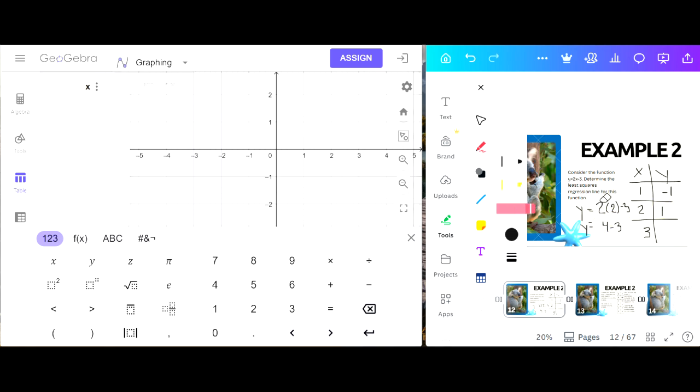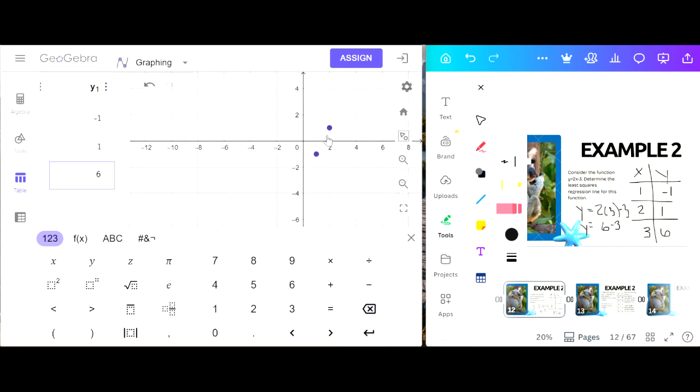Let's erase again. And let's go 2 times 3 minus 3 will give us 6 minus 3, which is going to give us 3. Okay, so here's some data. Let's come back over here to our x values. We have 1, 2, and 3. We have negative 1, 1, and 6. Let's see if this is enough information for it to do a regression.